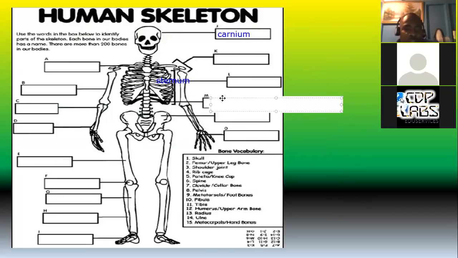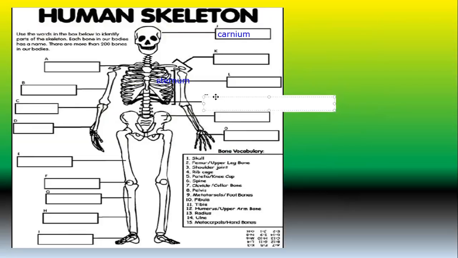What about this one here? Chevel? This one, sir. Yeah, this one right here. The vertebral column. Yeah, vertebral column. All right, that's the vertebral column.